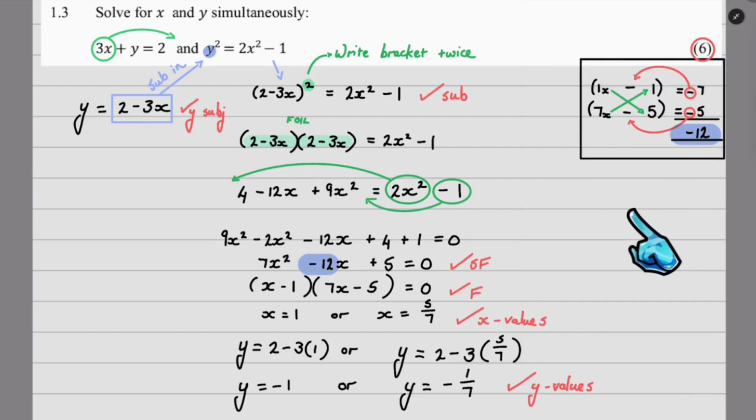And then lastly, let's have a look where these 6 marks are coming from. Making y the subject of the formula will get you your first mark. Substitution into this equation will get you your second mark. Standard form gets you your third mark. The correct factors gets you your fourth mark, the x values gets the fifth, and the y values get the last mark.